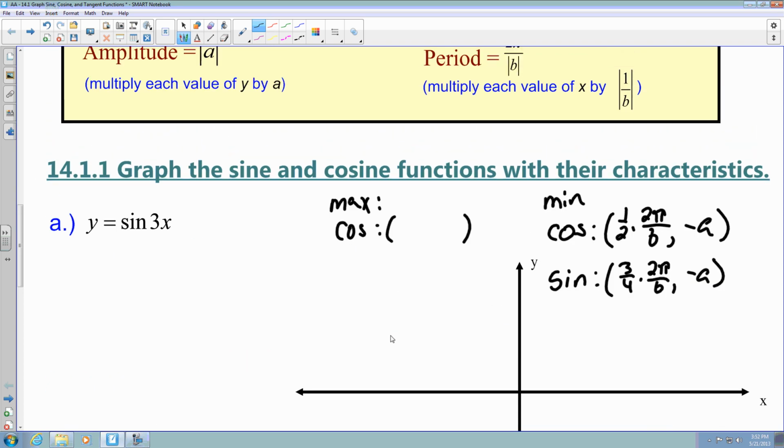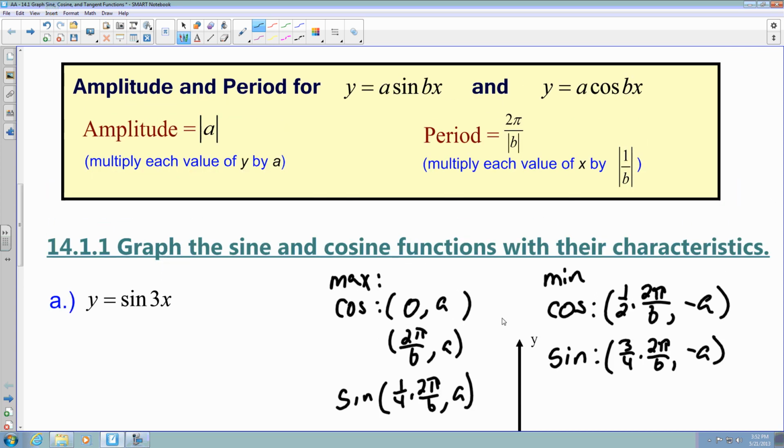It will be denoted as 0, comma a for the first one, and then the next one is going to be the period, which is 2 pi over b, comma a. And for sine, we just have one, which is going to be 1/4 times the period, comma a.